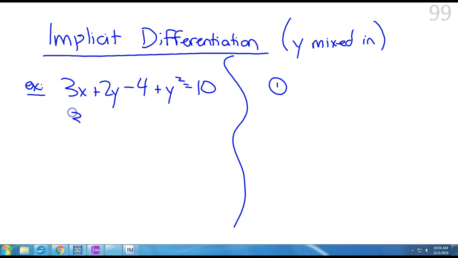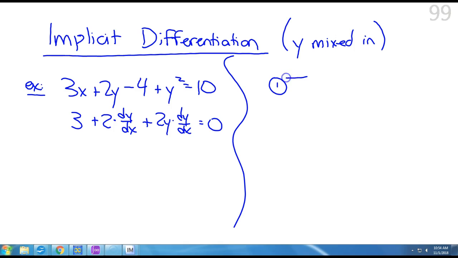So the derivative of 3x is 3. The derivative of 2y is 2, but if you think about y as being like the little guy, we don't really know what it is, I'd have to do a chain rule and multiply by the derivative of that little guy, which is dy dx. Like, I don't know what y was, but I know the derivative of y is dy dx. So whenever you take the derivative of a y, you multiply by dy dx. What about the minus 4? What's the derivative? 0. Derivative of y squared would be 2y times dy dx, and then the derivative of 10 is 0.